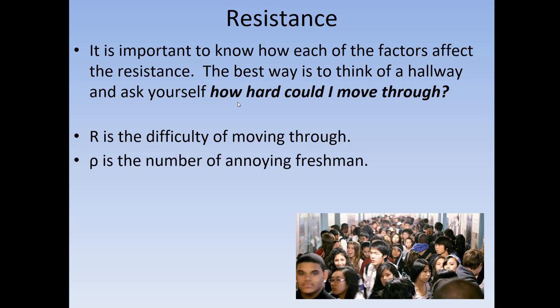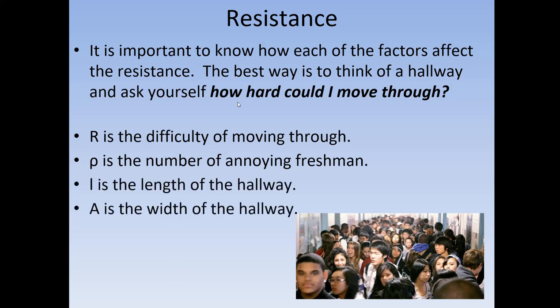We have rho, which is the number of annoying, slow moving people within that hallway. L is the length of the hallway. A is the width of the hallway. And the temperature is the random chaotic speed of these annoying kids. So if you try to visualize, it makes sense how changing these would affect the resistance.